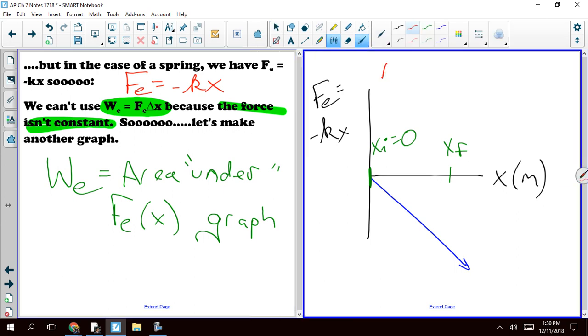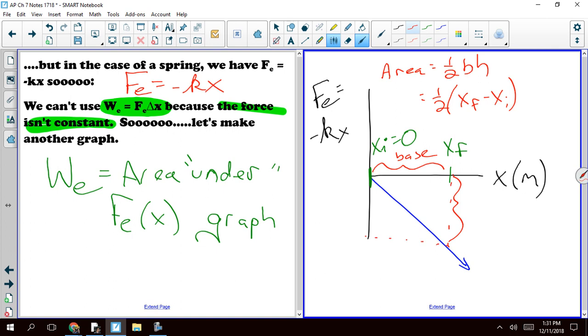One of the things you hopefully learned in algebra is that the area of a triangle equals 1/2 the base times the height, right? So for us, here's my base, times our height. And this is just going to be negative k times x final, right? So our height is negative k times x final, and that'll give us this area.